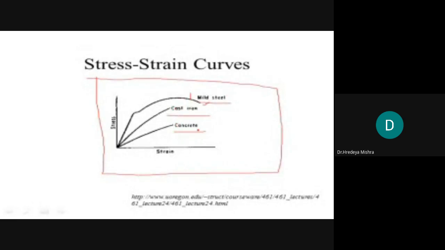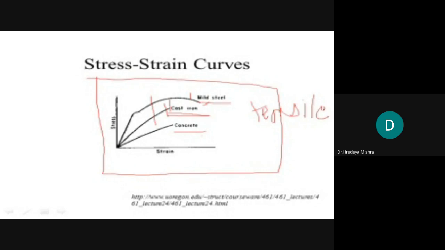And for the concrete, what happens? There is no plastic deformation. The material goes from the elastic zone directly to fracture. Means there is no plastic deformation for the concrete, and there is much less area in the cast iron for plastic deformation. After that the material breaks. So this is for the tensile test.